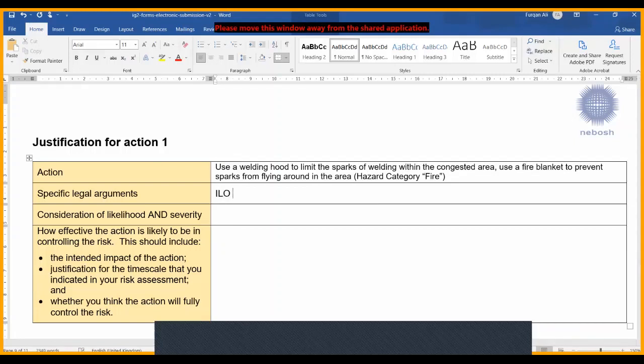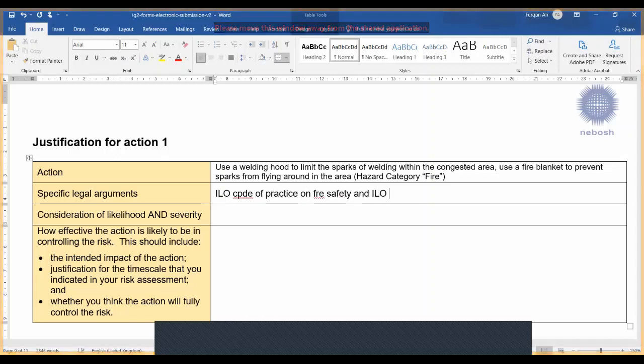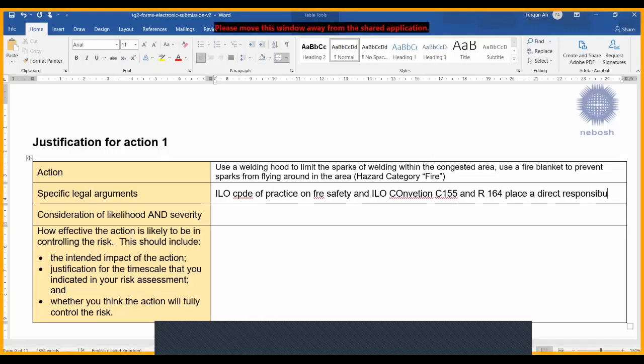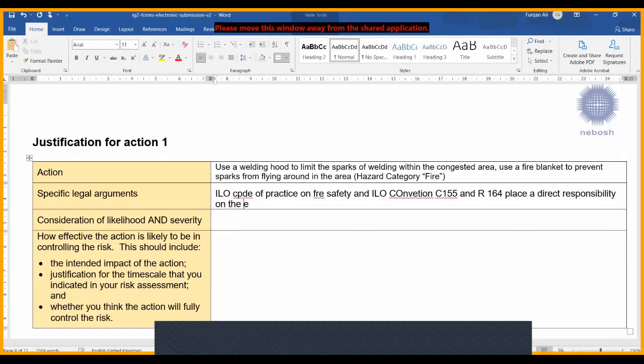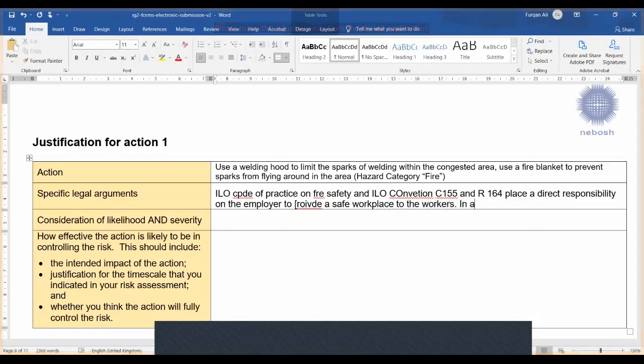I will mention the ILO code of practice on fire safety and ILO Convention C155 and R164 place a direct responsibility on the employer to provide a safe workplace to the workers. In addition, OSHAD COP 23.